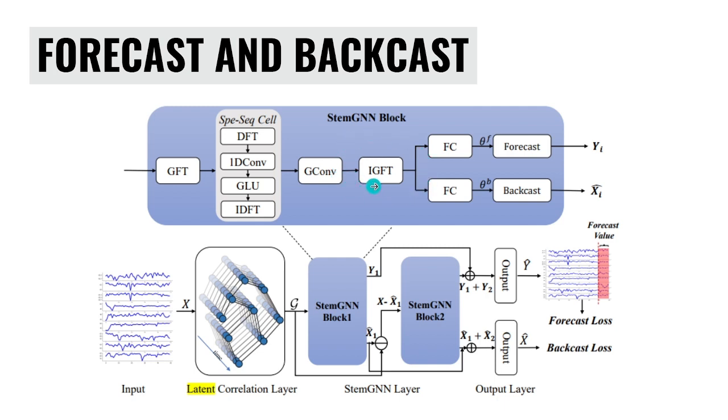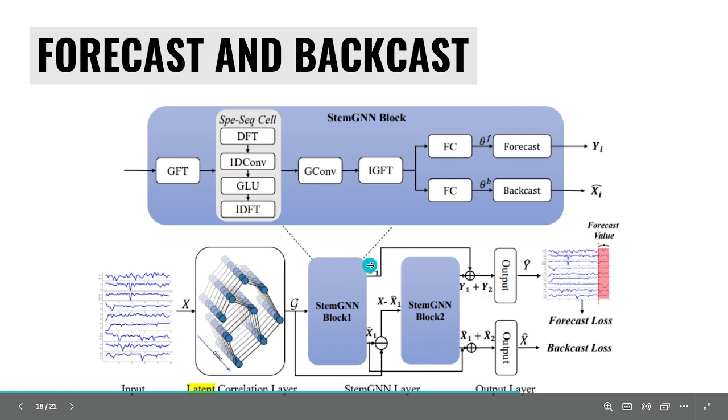It is then sent to an inverse graph Fourier transform operation to translate it back to its graph representation, and then fed forward to a fully connected layer to forecast and backcast the outputs. These blocks can be stacked by using a residue and providing an additive output of the blocks, which is then fed forward to a fully connected layer to obtain the resultant output from all the blocks.